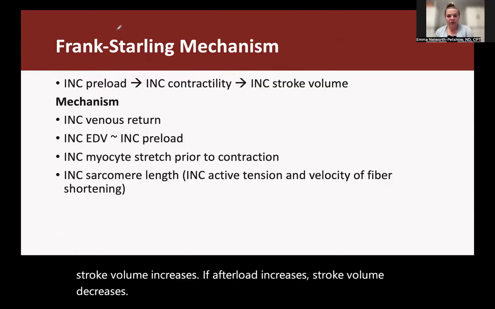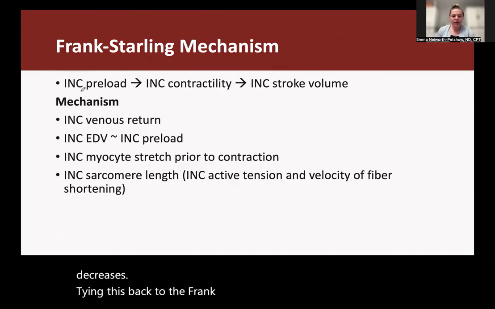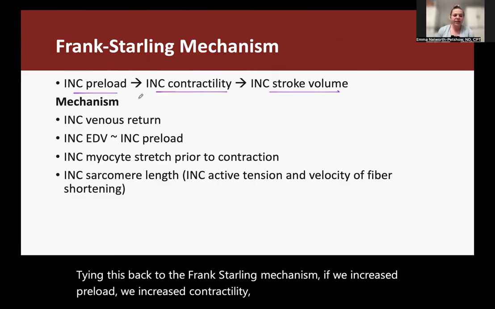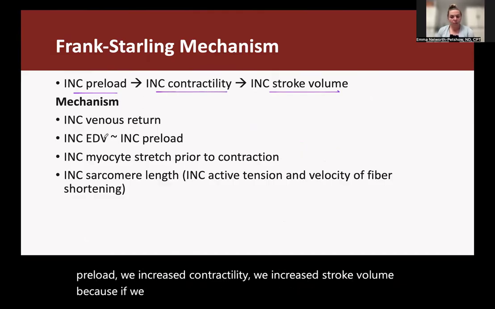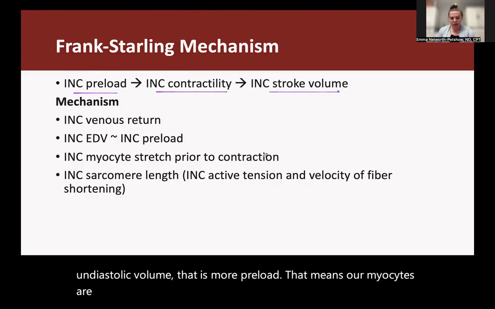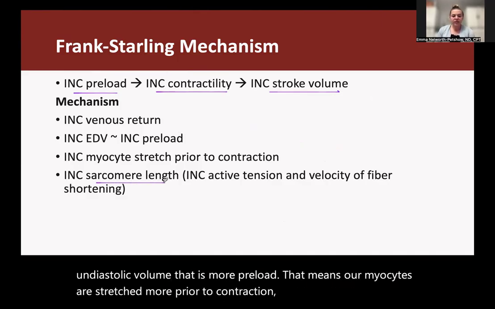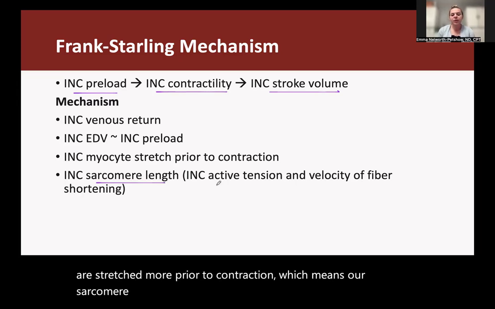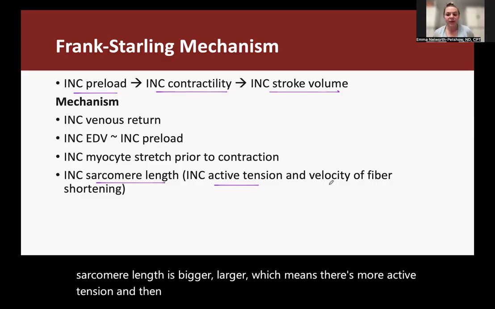Tying this back to the Frank-Starling mechanism, if we increase preload, we increase contractility, we increase stroke volume. Because if we increase venous return, then we have more end diastolic volume. That is more preload. That means our myocytes are stretched more prior to contraction, which means our sarcomere length is larger, which means there's more active tension, and then there's more velocity when the fibers finally do shorten.